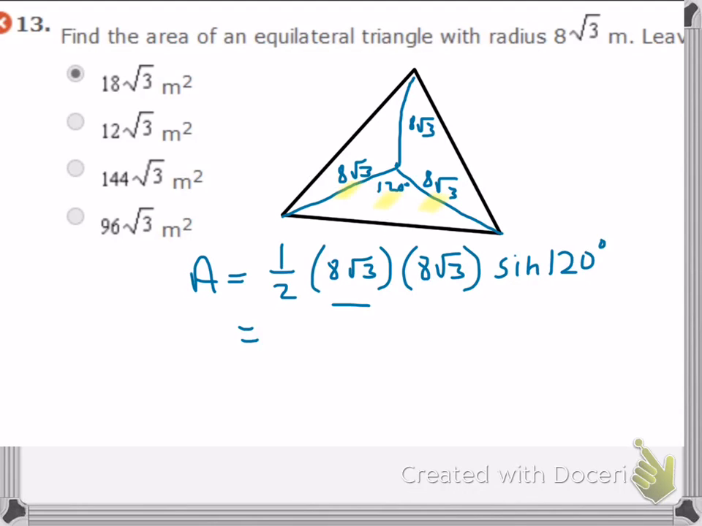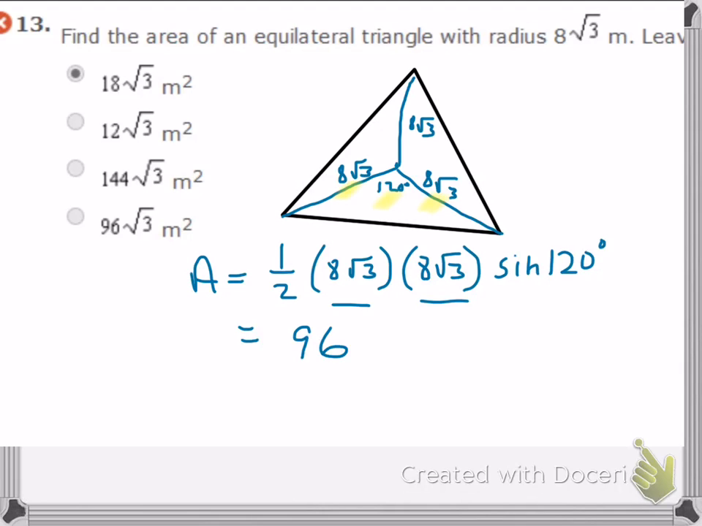So let's multiply these together. 8 times the square root of 3 times 8 times the square root of 3 is 64 times the square root of 9, which is 3. Let me double check my math on that one. 64 times 3 is 192, divided by 2 is 96.